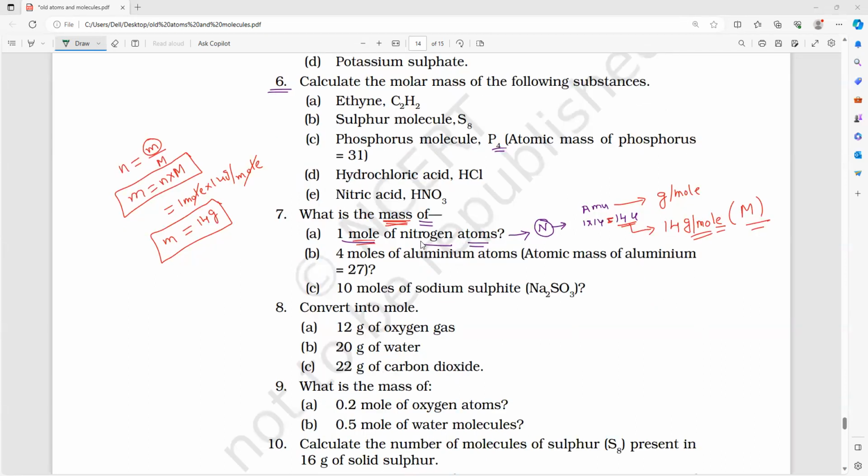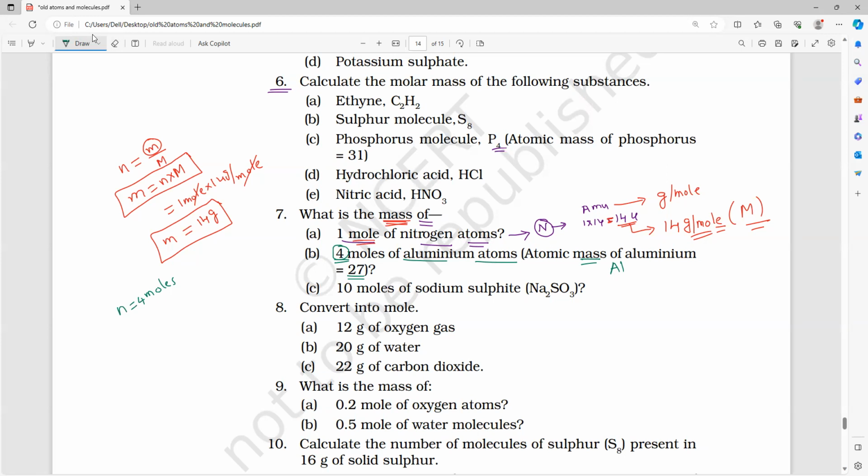Next, aluminium atom. They are asking about an aluminium atom. What is the symbol of aluminium? Al. Am I right or wrong? They have also already given the atomic mass, 27. And what are the given moles? How many moles of aluminium atoms? Make it quick. n is equal to 4 moles.